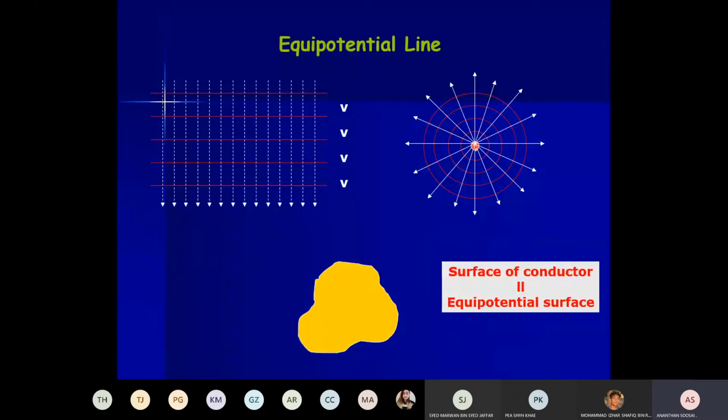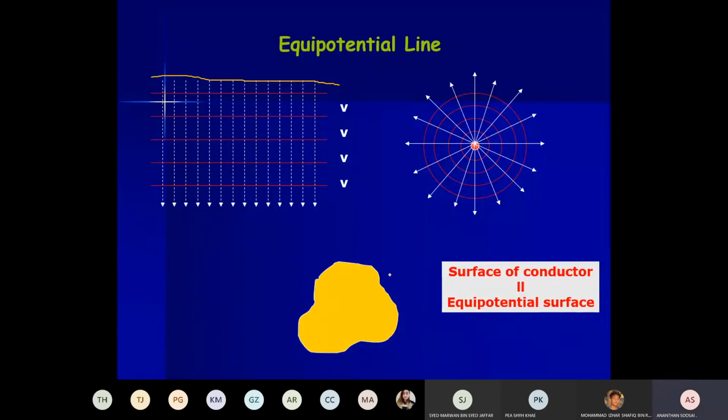You can build a lot of equipotential lines. It can be infinite. So the equipotential line will be a circle. In the first picture, because the parallel plate is horizontal, the equipotential line is also a horizontal line.